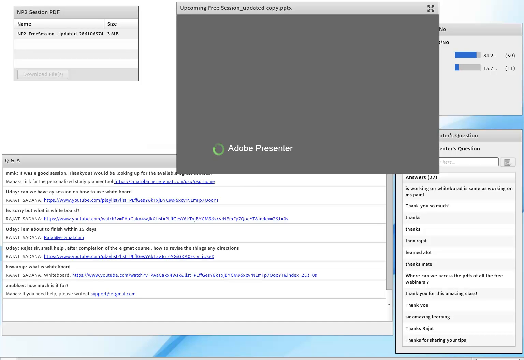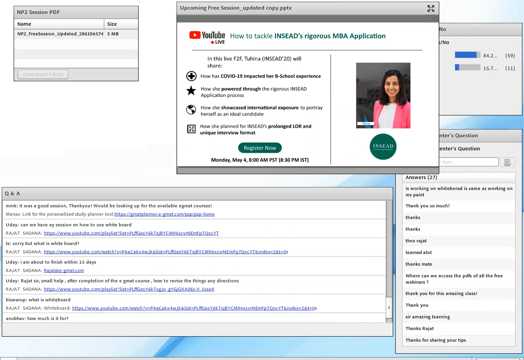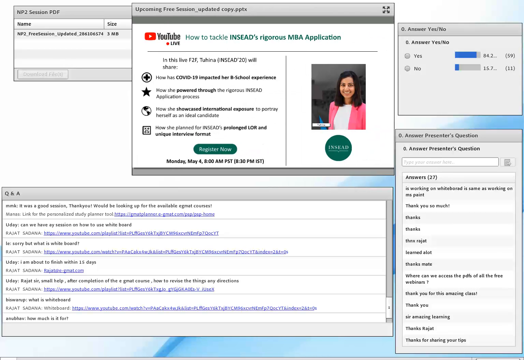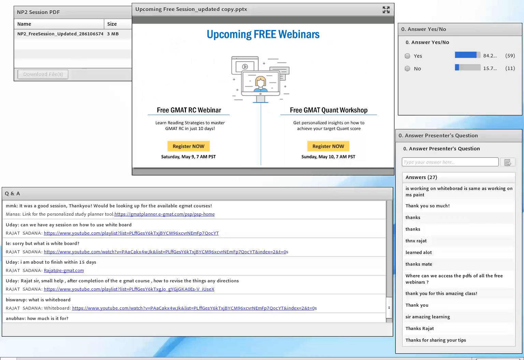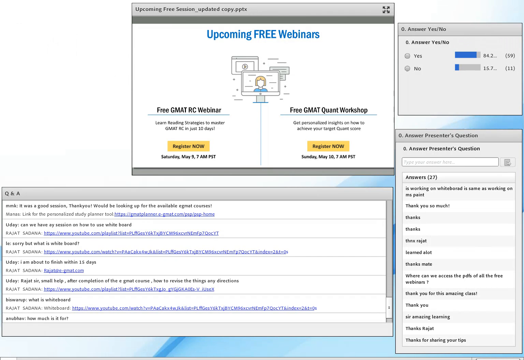For those of you who are looking to get into Harvard, for those of you who are looking to get into top schools, this is going to be a really great session. Why? Because INSEAD has the most challenging application that's out there. So if you've not registered for this session, do register for the same. And we also have these sessions next week, so you can register for these as well. Click on the register now button. It should take you to the respective landing pages.